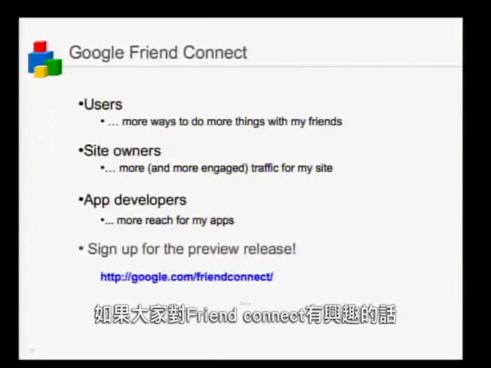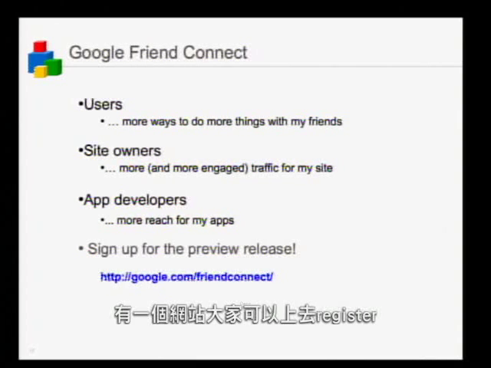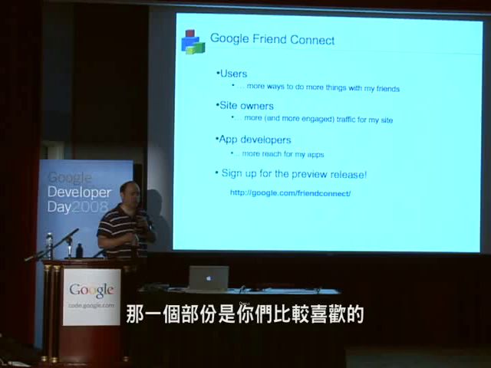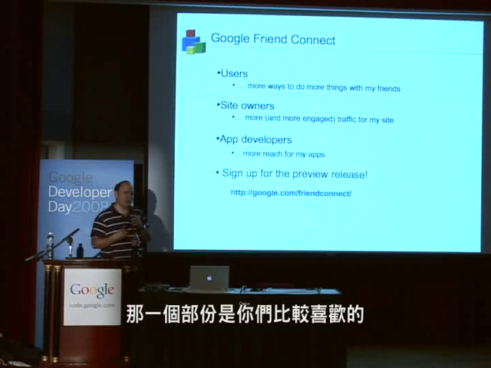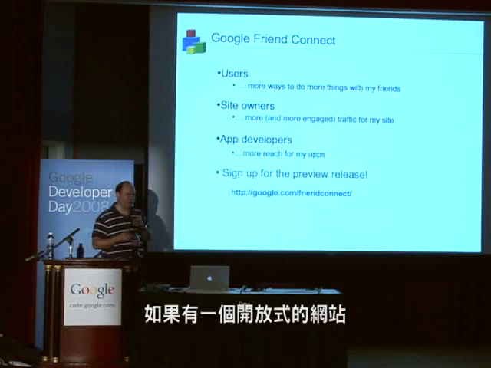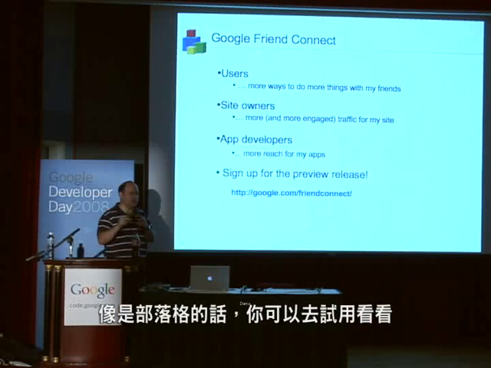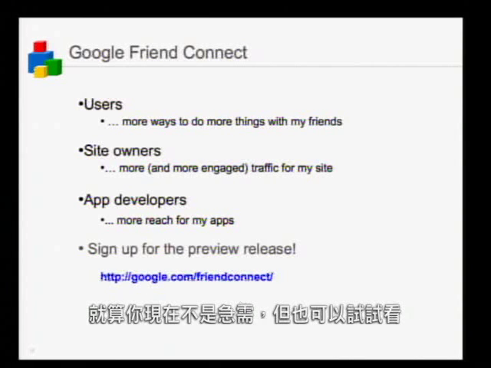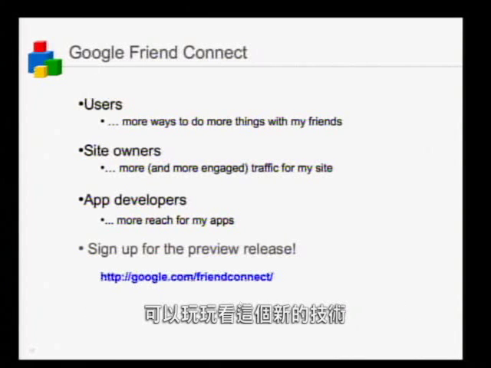So if you're interested in Friend Connect, there's a web address where you can go and register, because it's still an early release, a preview release, but you can try it out and see if it works for you. It's actually quite simple, so you can be up and running within a matter of 10 minutes or so. If you have a public website, like a blog or something like that, you can register it and it will generate the necessary code by which you can then try it out. So I definitely recommend, even if you are not really in need of it, that you play around with the technology and see what it's like.